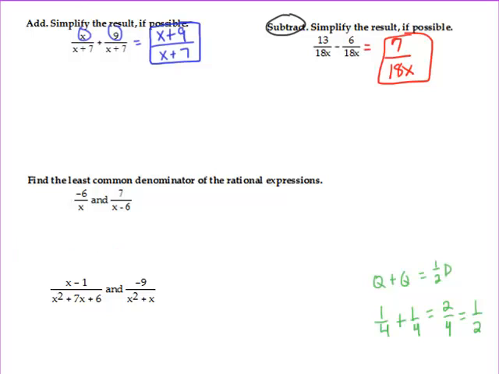Now this next section, we need to pay attention to the instructions. Find the least common denominator. It doesn't say anything about adding or subtracting. All we need to do is figure out what the common denominator should be.